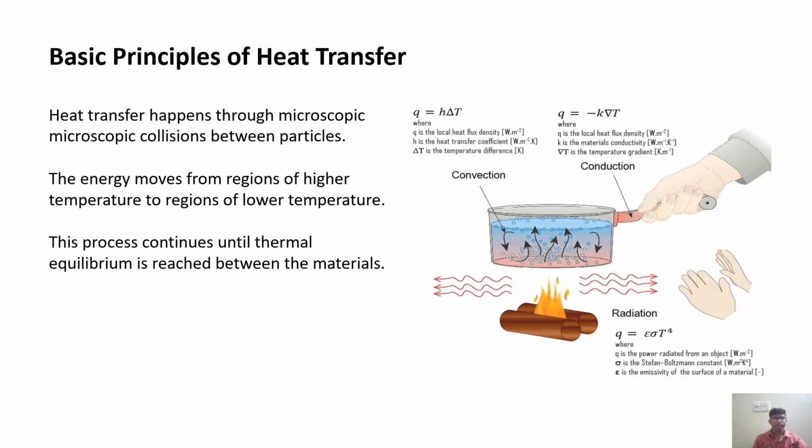Basic principles of heat transfer. Heat transfer happens through microscopic collisions between particles. The energy moves from a region of higher temperature to a region of lower temperature. This process continues until thermal equilibrium is reached between the materials.